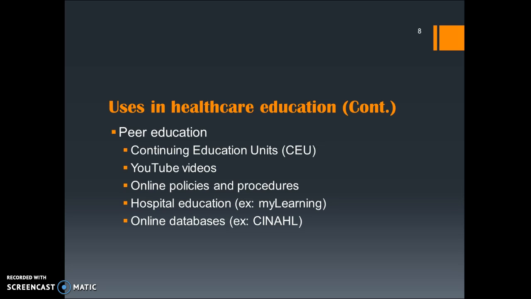Next type of education is peer education. First, we have continuing education units, also known as continuing education credits. For some of us, we know that to renew our license, we actually have to have many continuing education credits. But this is a way for us to help educate our peers if they have any questions. YouTube videos, like I mentioned before. Online policies and procedures. I know when I'm orienting a new nurse, I'm able to go online, pull up the policies and procedures, and teach them that way regarding different things on the unit.